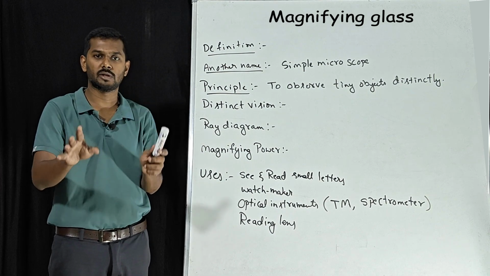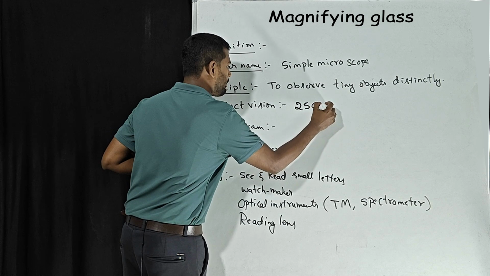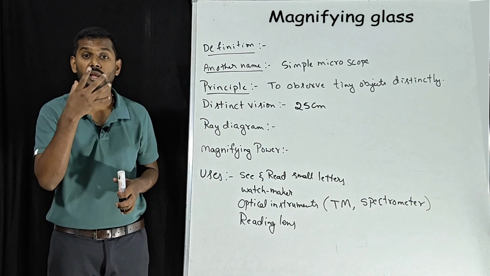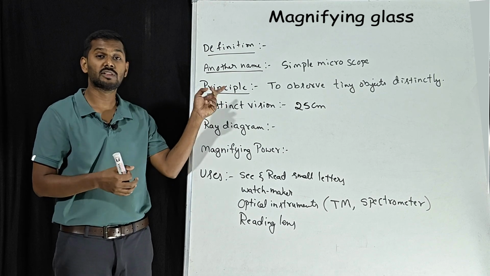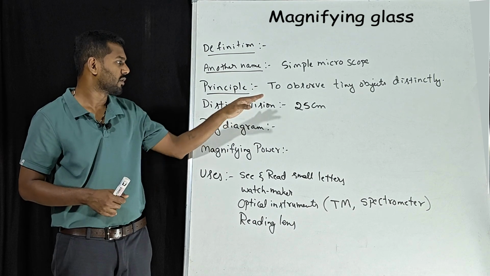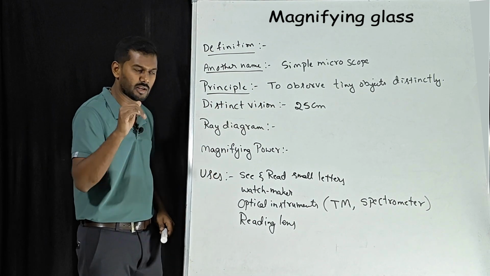For a normal person, distinct vision is 25 centimeter. And when it comes to distinct vision, you are not supposed to wear any glasses. This is with the naked eye, without glasses. So you understood what is distinct vision, correct? Why this is important, we are going to learn now.